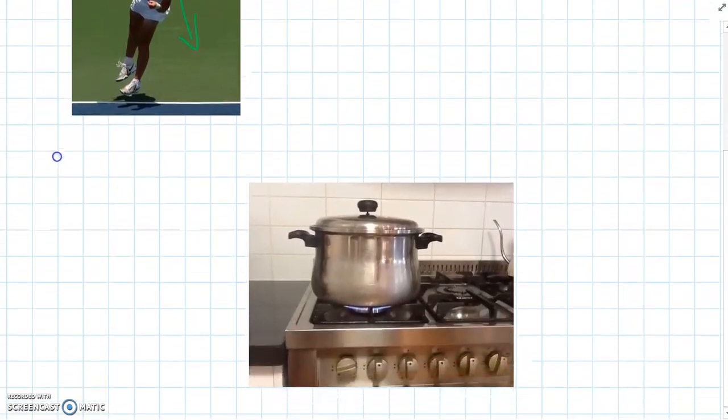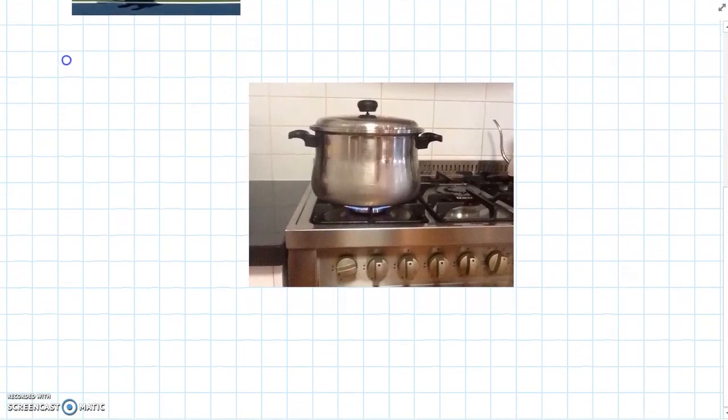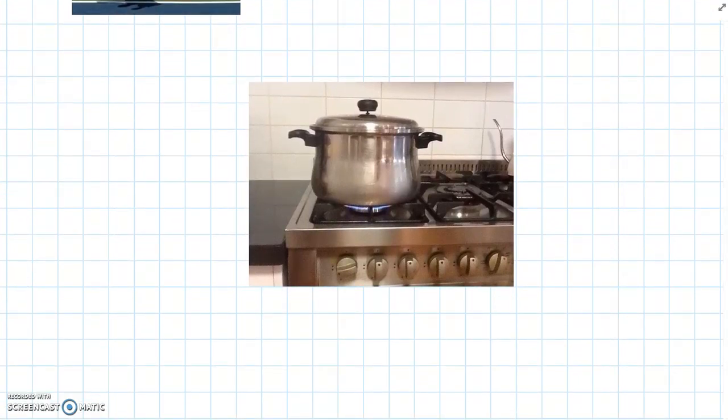Let's look at a different example of some energy transfer. Here we have a pot on the stove, and let's say we're cooking up some pasta, which we can't see, but I'll draw in some small macaroni pasta.